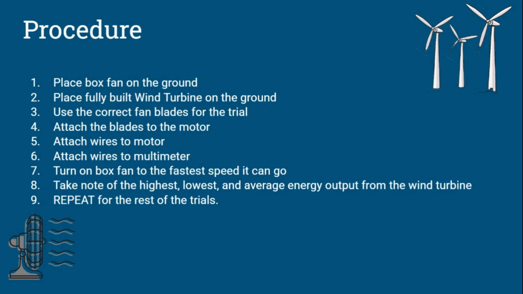For our procedure, first you want to place the box fan on the ground. Second, you place the fully built wind turbine on the ground. And for the wind turbine, you use the correct fan blades for the trial. After that, you attach the blades to the motor. And for step 5, you attach the wires to the motor. For step 6, attach wires to multimeter. 7, turn on box fan to the highest speed it can go. Ours was 3. And for 8, take note of the highest, lowest, and average energy output from the wind turbine. And for 9, repeat for the rest of these trials.